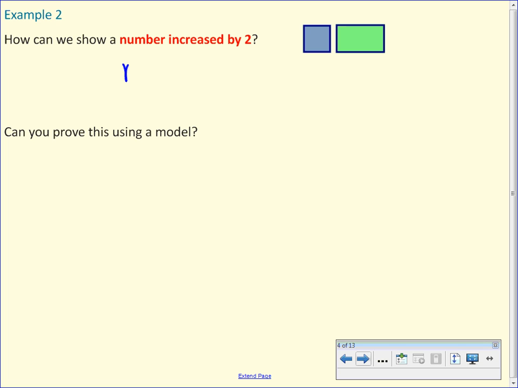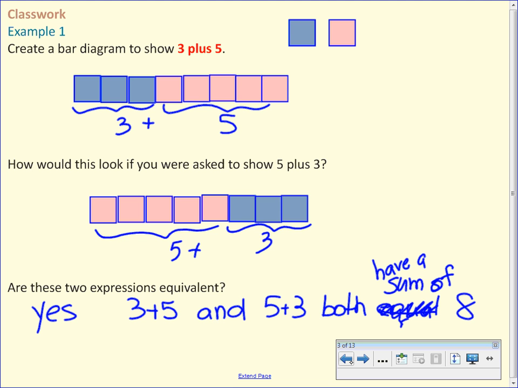So I have a number. How would I write increased by 2? What operation would be for increased? Right, n plus 2. So that's an expression, a number increased by 2. Now, we can show that using a model too. But here's the thing. If you noticed, even though I use different colors, what do you notice about all the squares? They're all the same size because each unit equaled 1.